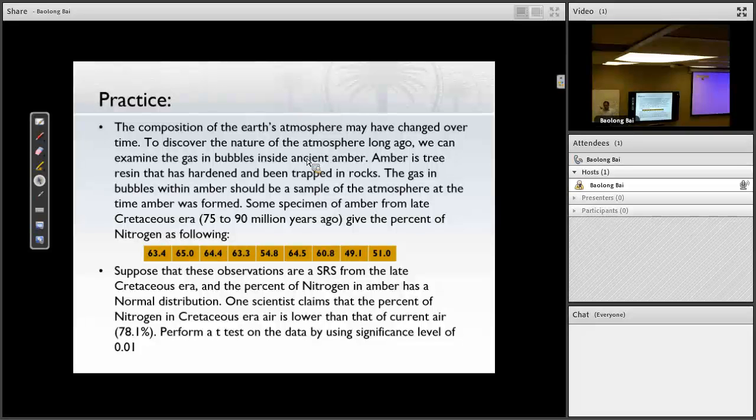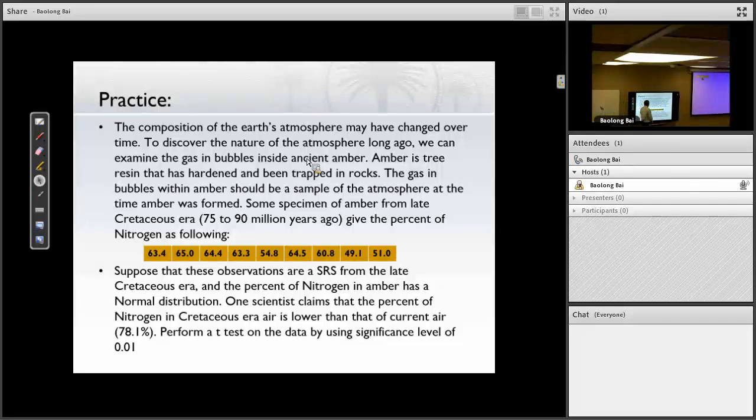So the composition of the Earth's atmosphere may have changed over time. To discover the nature of the atmosphere a long time ago, we can examine the gas and bubbles in amber. Amber is a tree resin that has hardened and been trapped in rocks. The gas and bubbles within amber should be a sample of the atmosphere at the time when the amber was formed. Some specimens of the amber from late Cretaceous era, 75 to 90 million years ago, give you the percentage of nitrogen as following. So you have all different nitrogen percentages. Suppose that the observation is a simple random sample from late Cretaceous era, and the nitrogen percentage in amber has a normal distribution. A scientist claims the percent of nitrogen in late Cretaceous era air is lower than that of current air. The current air is 78.1%. Now we need to see if that claim is true or false. So basically, we need to test if that claim is true or false, right?